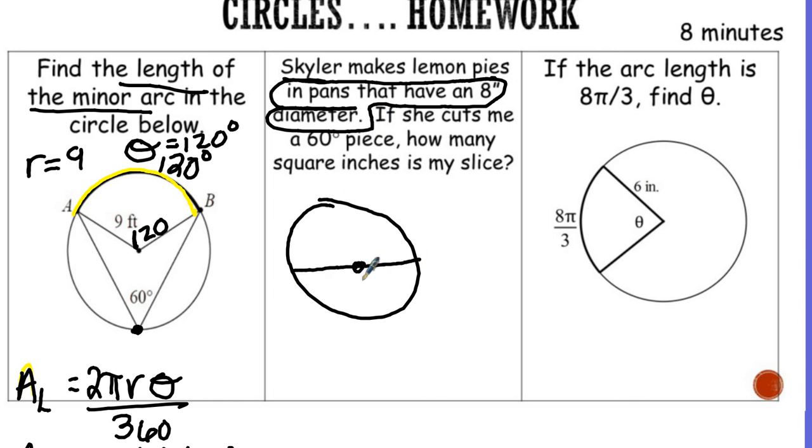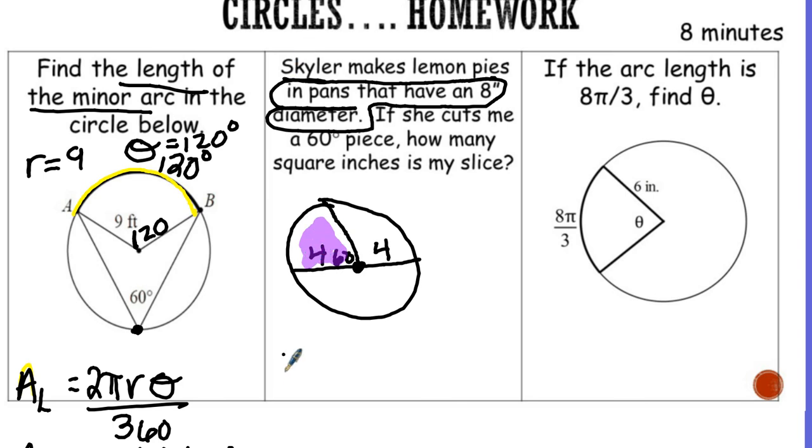So that means the diameter is 8, so the radius is 4. She's going to cut me a 60-degree piece. So that's my little piece she's giving me. And it's asking me, if she cuts me a 60-degree piece, how many square inches is my pie? So that means I need to find the area of this piece, the sector.